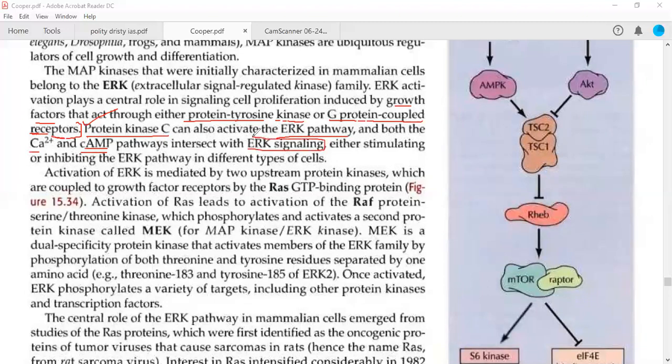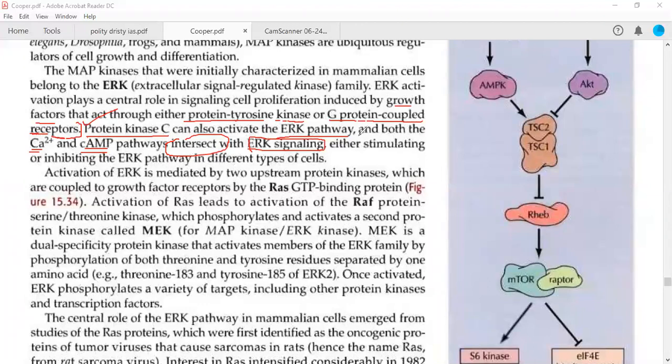Because this particular ERK signaling can happen downstream to either protein tyrosine kinases or GPCRs. Therefore, either calcium, because this protein kinase C will be activated in response to calcium, and cyclic AMP will be produced in response to GPCR signaling. So they will intersect somewhere in this particular MAP kinase pathway. Therefore, this is very, very important because this is coming in both GPCR signaling as well as in receptor tyrosine kinase signaling, either stimulating or inhibiting.